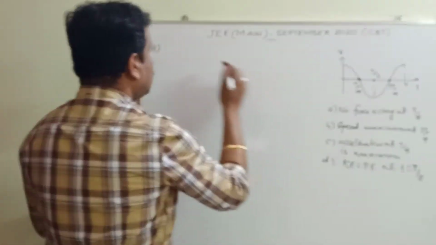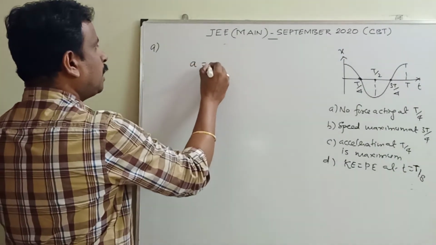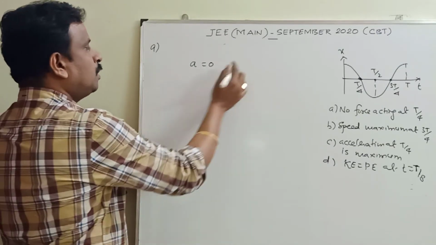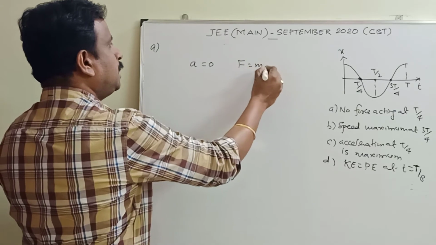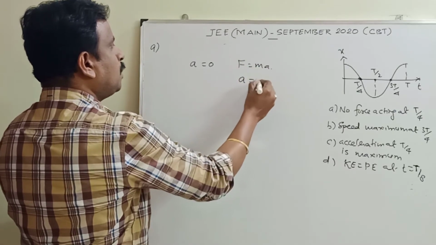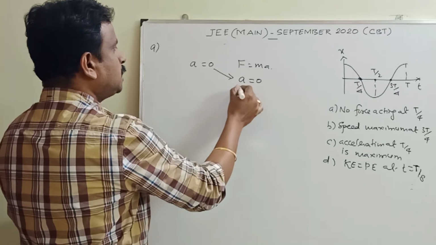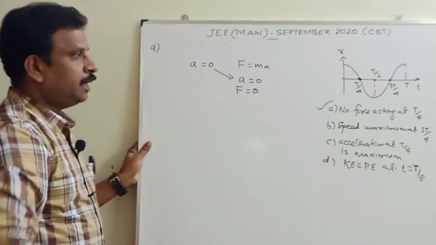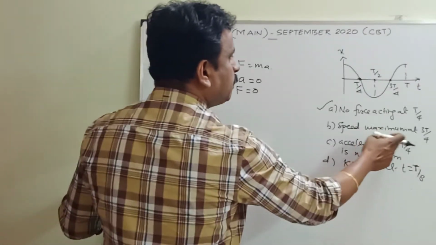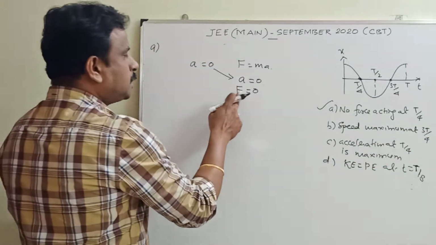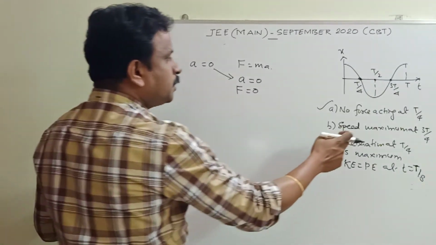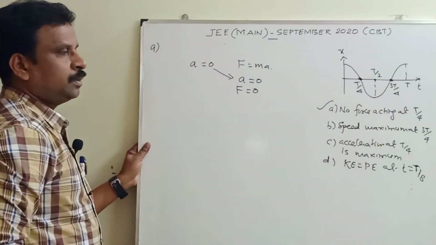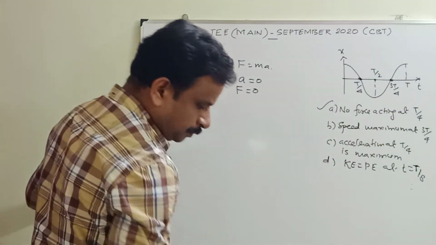In mean position, the acceleration will be 0 at T by 4 as well as 3T by 4. When acceleration is 0, what is our force? Force equal to ma. So definitely a equal to 0 means force equal to 0. So therefore statement 1 is correct. Then I come to speed maximum at 3T by 4. Here acceleration is 0.